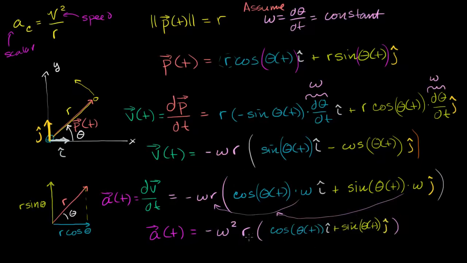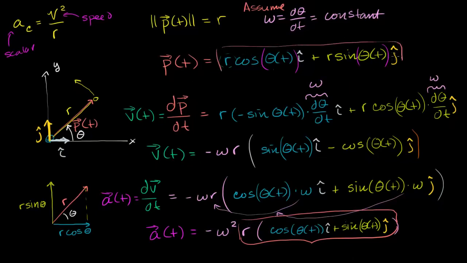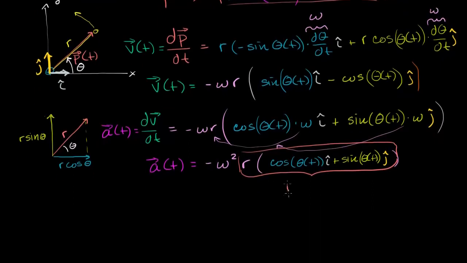Now, what is all of this business right over here? If you just look at this part right over there. Well, r times this, especially if you distributed the r, that's exactly this thing right over here. In fact, if you distribute the r, you get exactly r cosine of theta as a function of t times our i unit vector plus r sine theta as a function of t times the j unit vector. So everything that I squared off in orange right over here, this is our position vector. This is our position vector as a function of time.